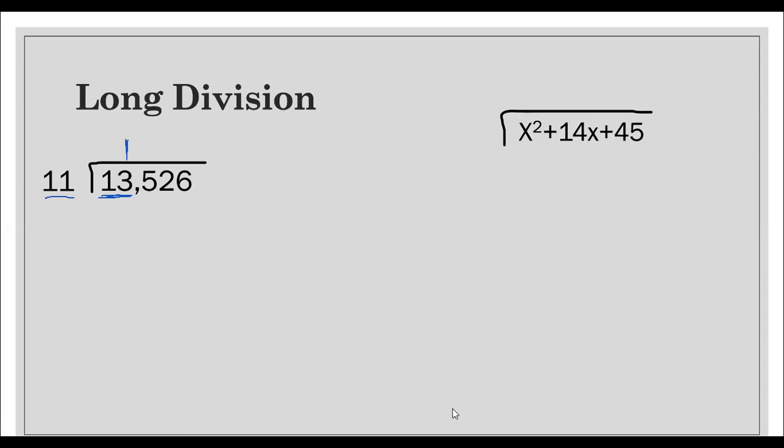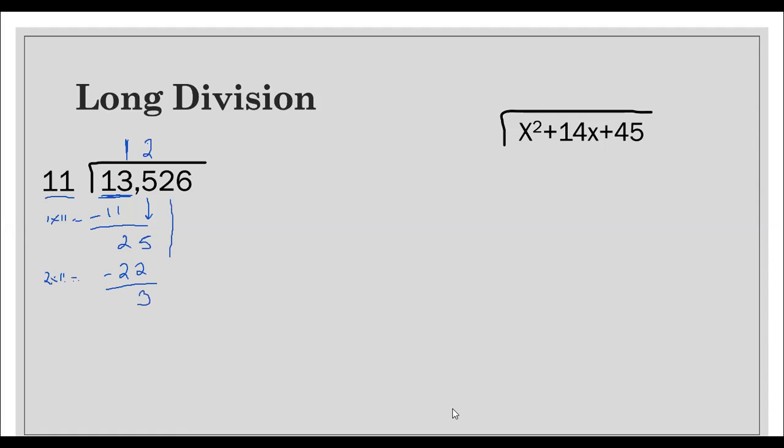And then we multiply, right? We do 1 times 11, and this is equal to 11. And now we subtract. So 13 minus 11 is 2. And then we bring down our 5. And we say, how many times can we put 11 into 25? So this is going to be 2. And then we do 2 times 11, which is 22. And again, we're going to subtract. We subtract this, we have 3.